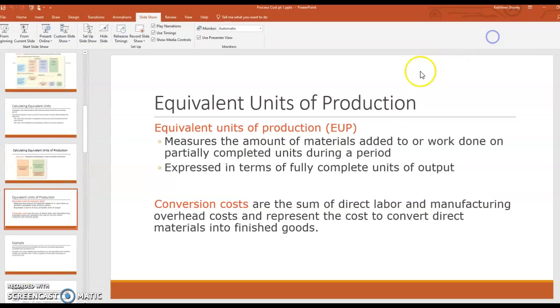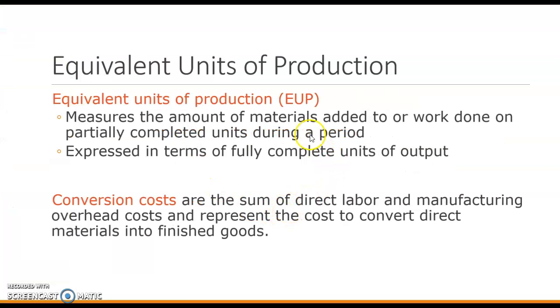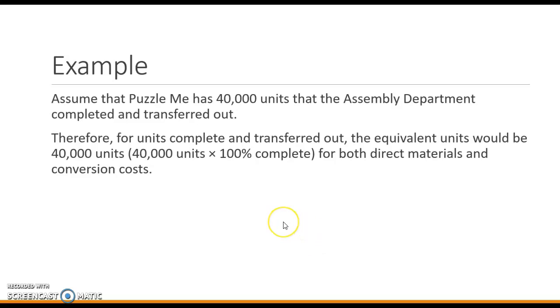Let's take a look where we left off. We were talking about equivalent units of production, which is where we're trying to figure out if we would have completed everything, how many units would we have had? So here, let's take a look at an example.